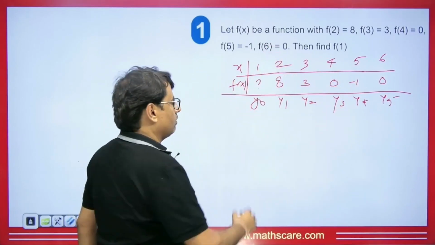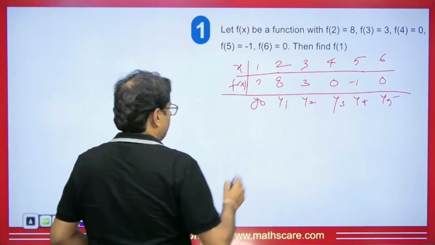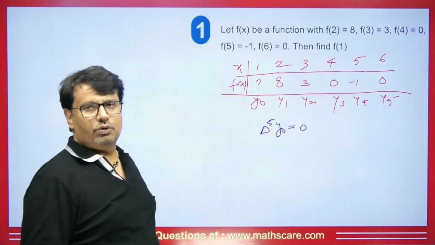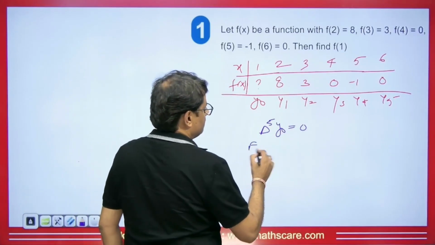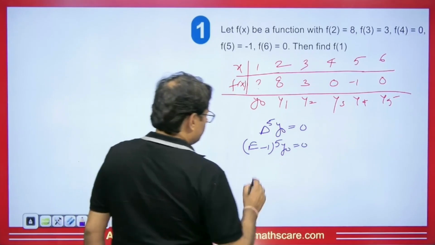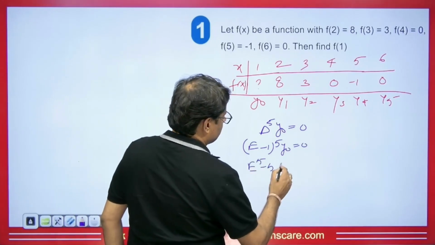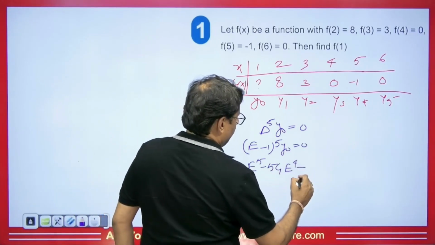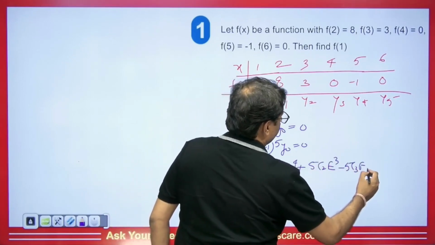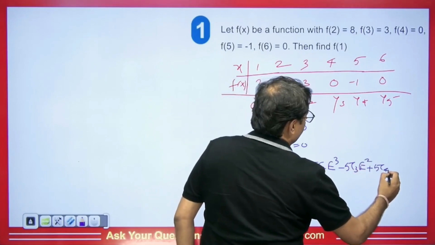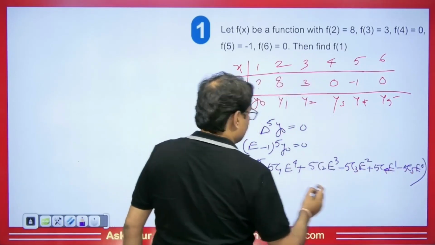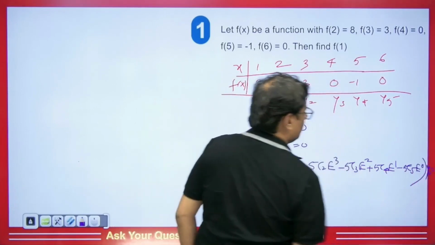So whenever that happens, what do we do? We have 1 missing and 5 given, so it will be del^5 y0 equals to, what will come here? It will become 0. Clear? Now what will come? (E minus 1)^5 y0 is equal to 0. Students, we will open this. So it will come E^5 minus 5C1 E^4 plus 5C2 E^3 minus 5C3 E^2 plus 5C4 E^1 minus 5C5 E^0, into, at the back will come, y0 is equal to 0. So you see this value will come.